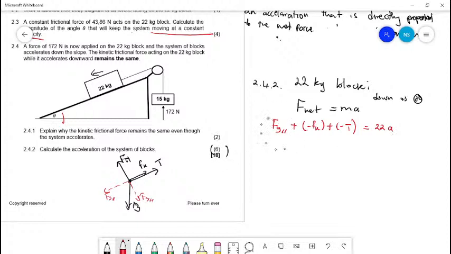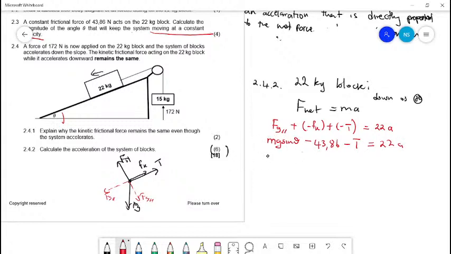So our FG parallel is mg sine theta. So it means that we're going to expand this to be mg sine theta minus FK. So they told you that the FK remains the same. So the FK is 43.86. So what changed with the FK is the direction because of the direction of motion. So it's minus 43.86 minus T equals to 22A. And then now we have to substitute our mg sine theta so that we can have a complete equation.